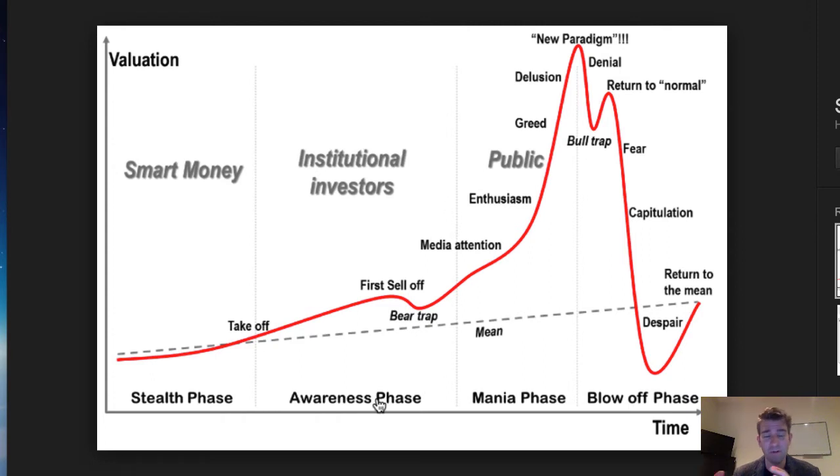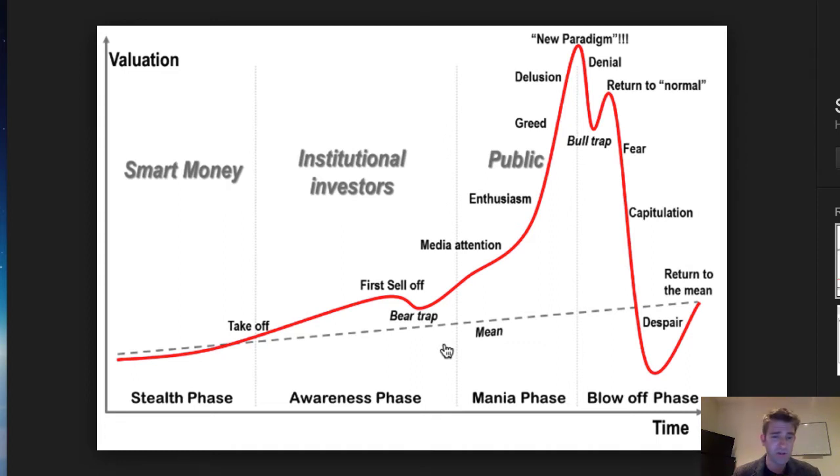Then we move into what's called the awareness phase. This is not an official thing by any means, it's just generally the sort of thing that happens, which is when you get people who are a little bit more knowledgeable, institutional investors. It starts spreading around the area and demographic of people who are interested in this kind of thing. It starts to double, triple from the smart money phase where it was just getting a little bit of credibility. Institutions start getting involved in it.